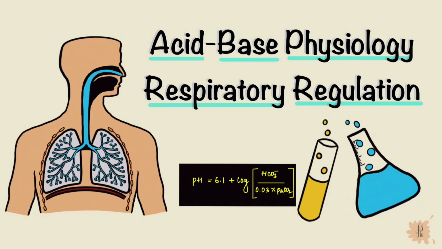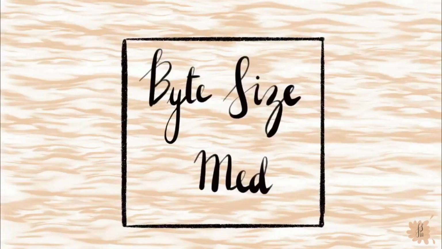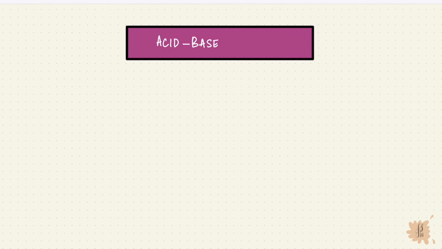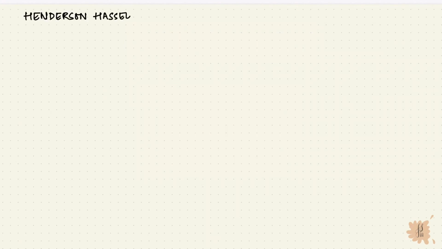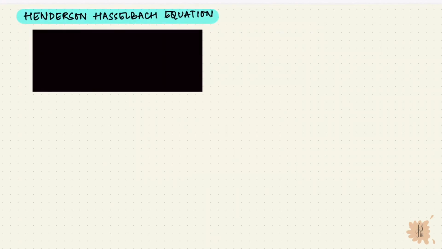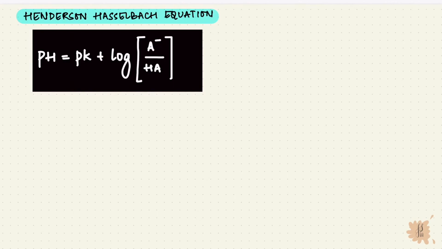This video is on how the lungs regulate acid-base balance. Just a quick recap. There are three regulatory systems of acid-base balance: buffers, the lungs, and the kidneys. The Henderson-Hasselbalch equation gives the pH of the solution. That's pH equals pK plus the log of the concentration of base over acid.